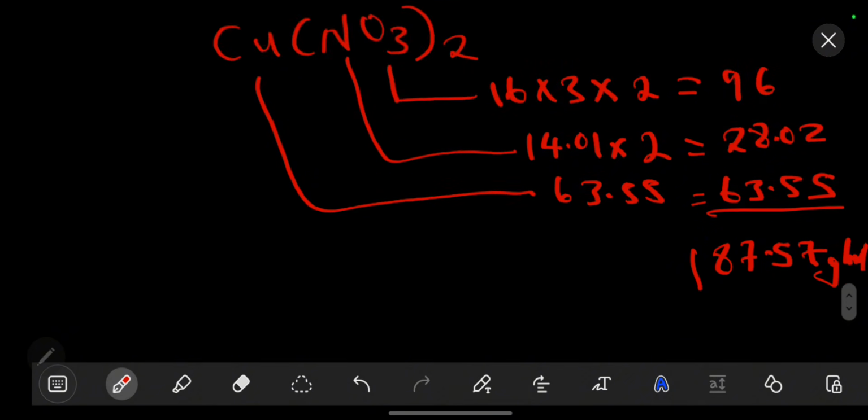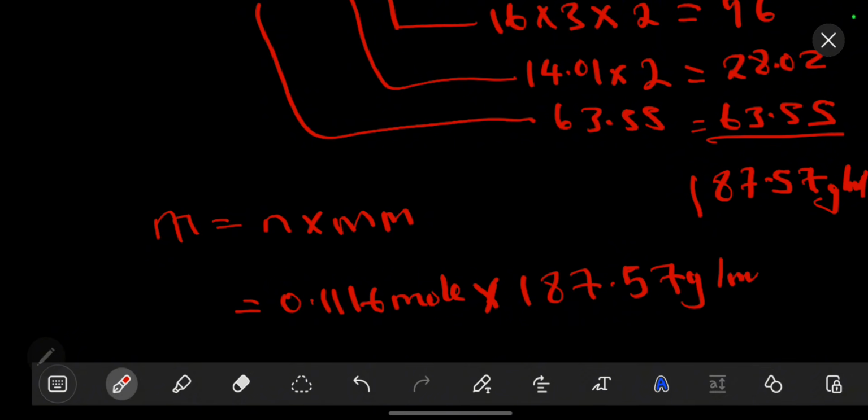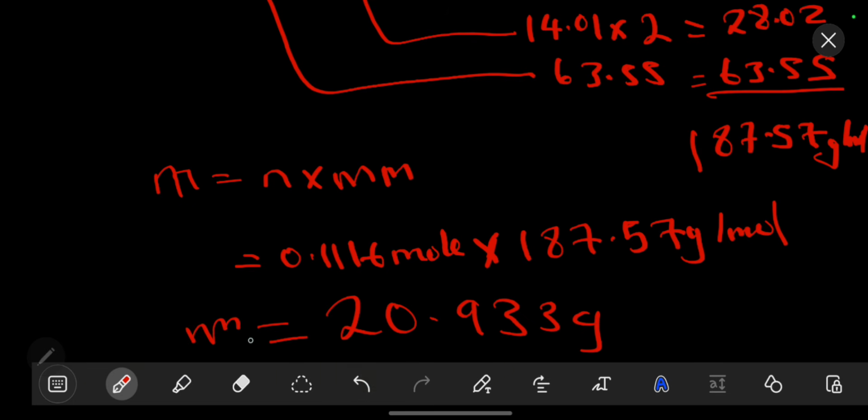So we are going to have our mass. We have said that it is equal to the number of moles times the molar mass, and the number of moles is equivalent to 0.1116 moles. Then we multiply this by the molar mass, which is 187.57 grams per mole. When we multiply this value by 0.1116, we are going to get 20.933 moles, like that. Sorry, not moles, but grams. So this is the mass.